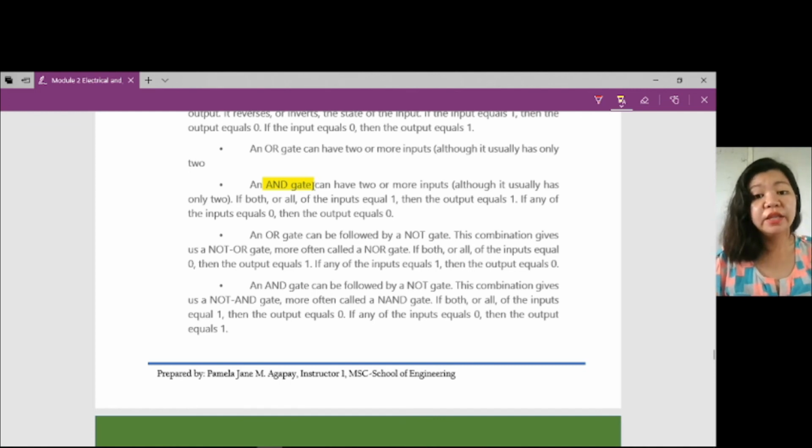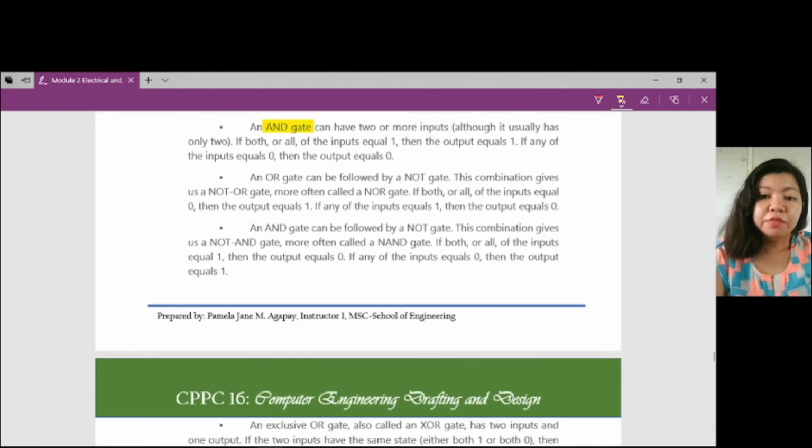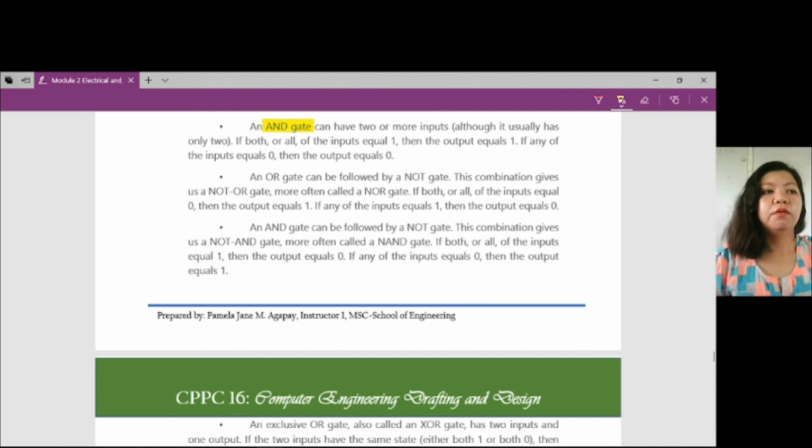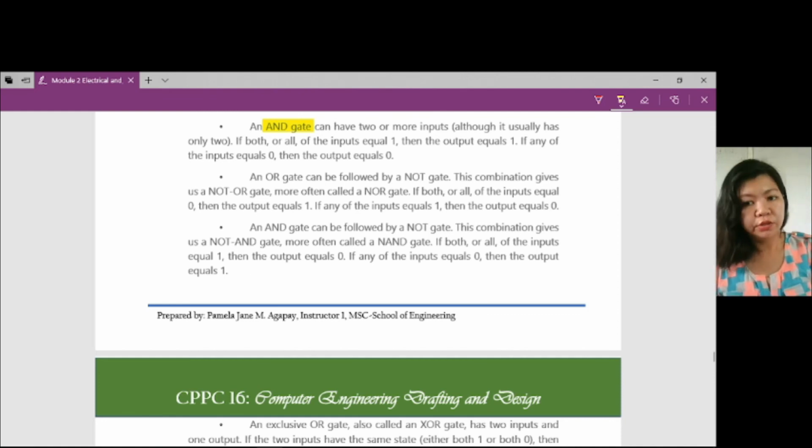Now, the AND gate works differently in a way that kailangan niya is parehas lahat ng input mo ay 1 para siya maging 1. Else, it will all be 0. Now, an OR gate can be followed by a NOT gate. Ibig sabihin, it will invert what the OR gate will produce. So, ang tawag dito ay NOR gate or NOT OR.